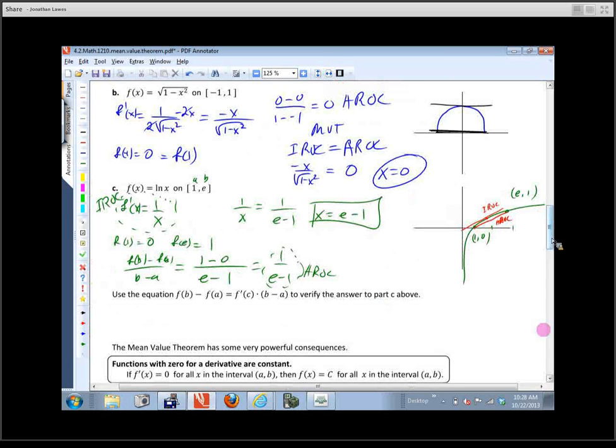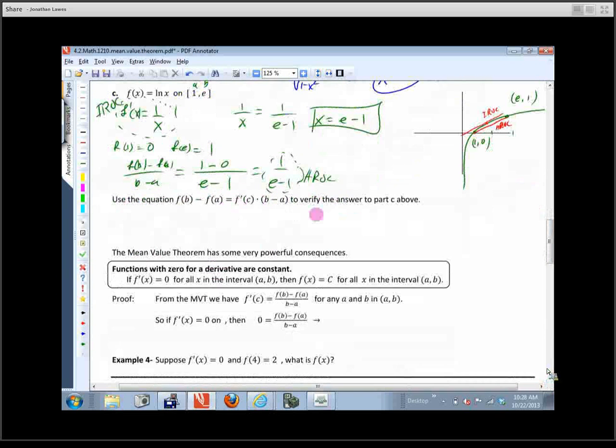Okay. I do want to show you one use of this. We're going to use that statement right here that the difference between the function values should be related to the slope at that point found by the mean value theorem times the difference between the x values. Let's use this to verify that it does work. So f of e minus f of 1 should be equal to the derivative at that point, which was 1 over e minus 1. Average rate of change and instantaneous rate of change were the same. They both had a slope of 1 over e minus 1. And then this is times e minus 1.